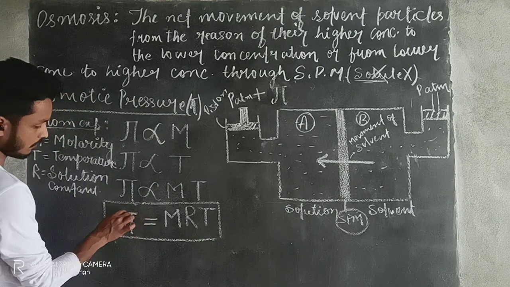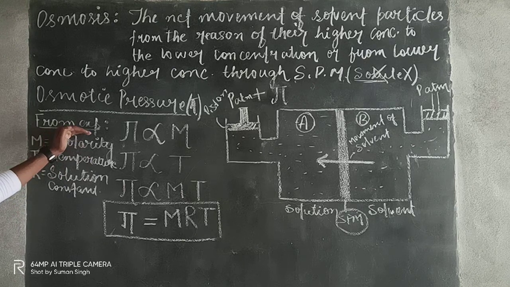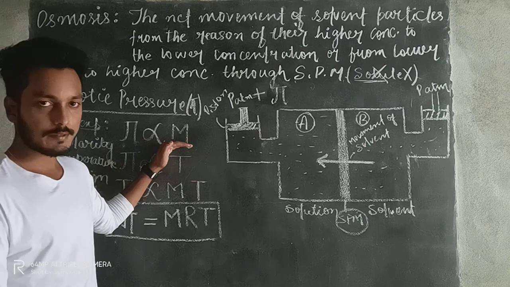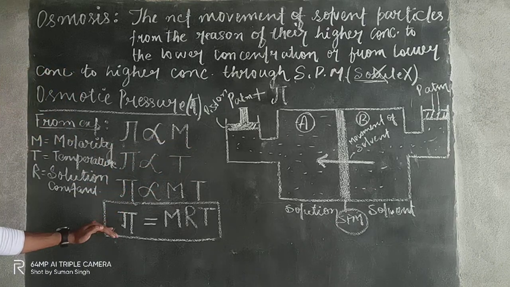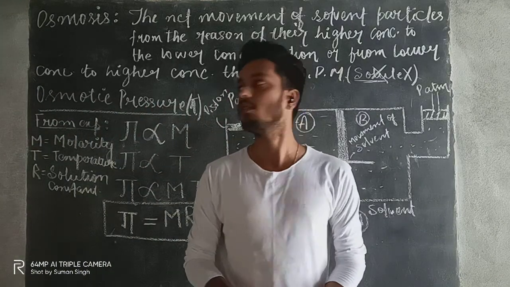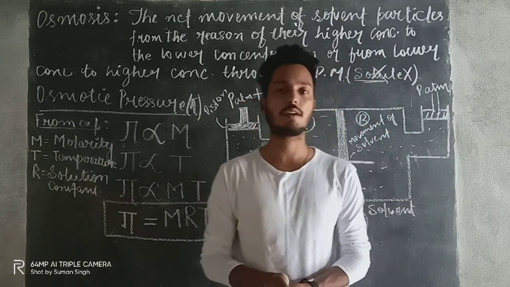I hope all of you have understood this, right? Since, as we can see from the experiment, we have found that this osmotic pressure pi is directly proportional to molarity and directly proportional to temperature, what we have got is pi is equal to MRT. So this was all about the osmotic pressure and osmosis. I hope all of you have understood this, right?